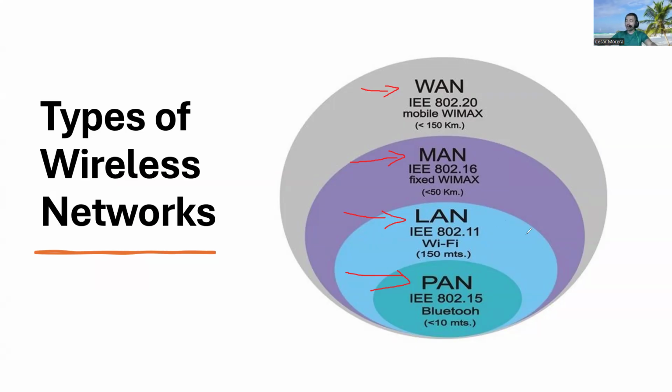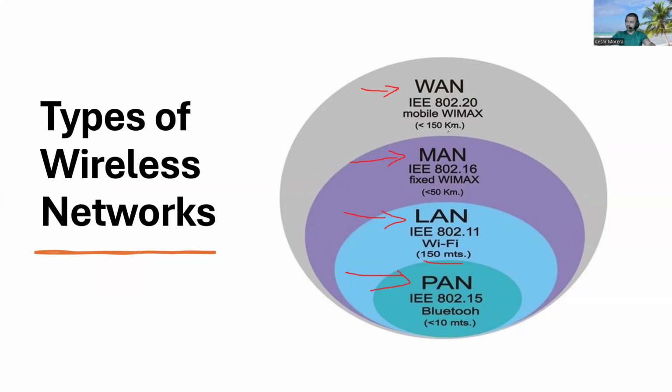Then comes the IEEE, and this is actually the LAN. It covers about 450 meters, and is for Wi-Fi signal, 802.11. Then less than 50 kilometers, we have MAN, Metropolitan Area Networks, and this is IEEE 802.16 fixed WiMAX. Remembering that it has a coverage of 50 kilometers or less.